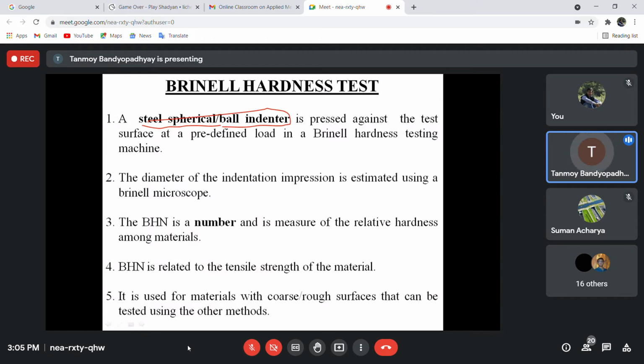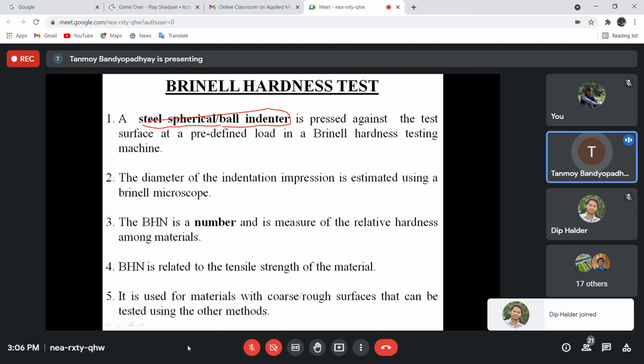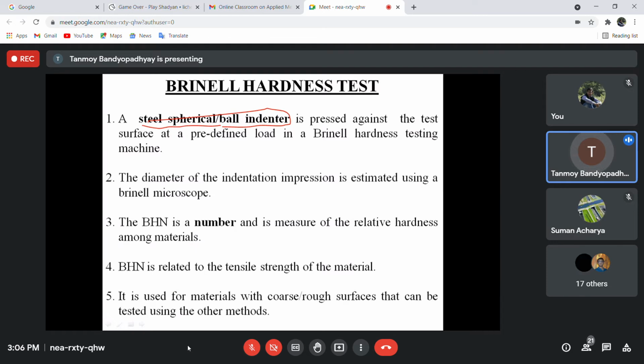So just keep it in mind that whenever you are doing a BRINELL hardness test, you are measuring the impression diameter, and whenever you are doing a Rockwell hardness test, we are measuring the impression depth, not the diameter. In BRINELL we measure the diameter of the impression, and in Rockwell we measure the depth of impression. And as I told you, the indenter we use in a BRINELL hardness test is very small, like say 1 millimeter, so the impression is very small to be measured. For that we have to use a BRINELL microscope.